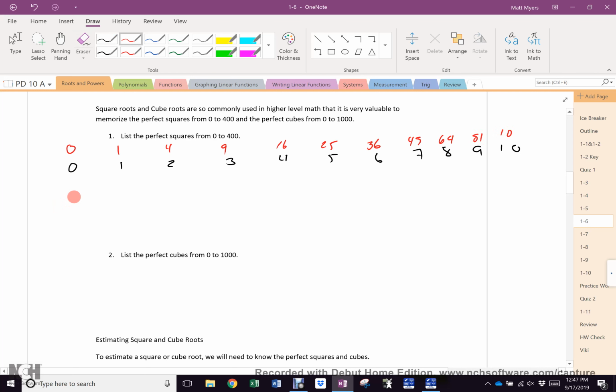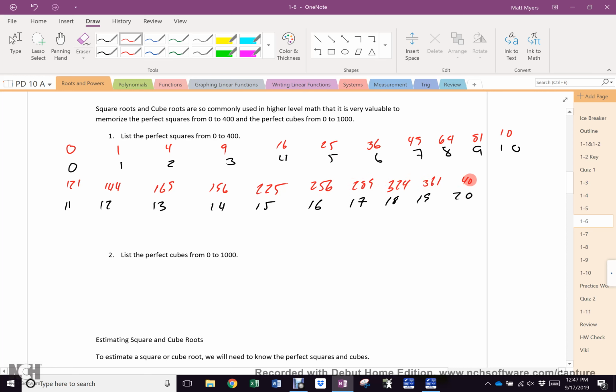I have to change colors. 11, 12, 13, 14, 15, 16, 17, 18, 19, 20. Go. What's this one? 121. What's this one? Then what? 169. Then what? 196. Then what? 225. Then what? 256. Then what? 289. Then what? 324. Then what? 361. Then what? 400.